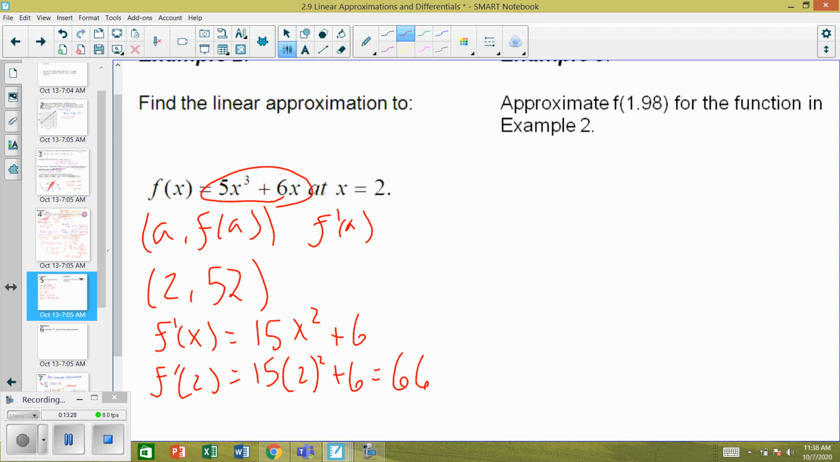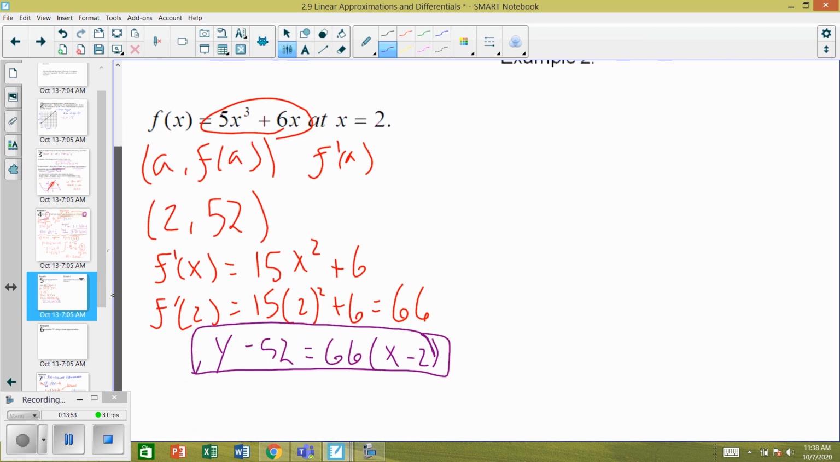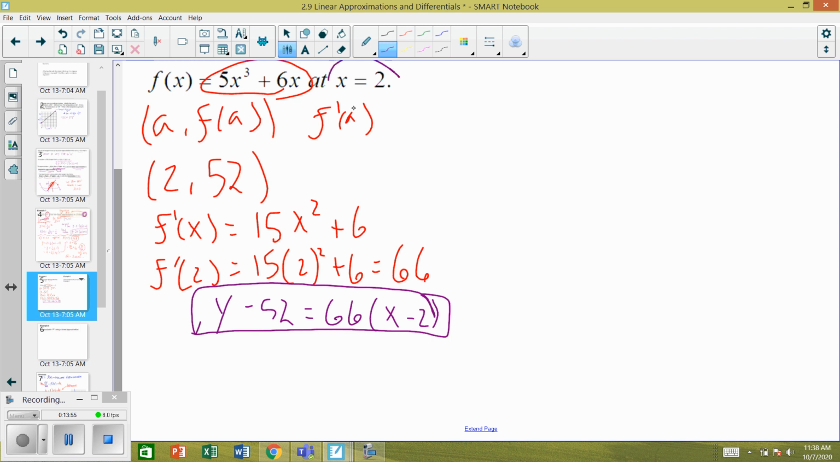So the linear approximation in this case is, and I'll write this in purple, y minus 52 equals, and then my slope was 66, and then x minus 2. Okay. All right. Now, that's my tangent line. I guess if you want to write it in terms of a linear approximation, so we can approximate any value close to 2, we can just get y by itself.